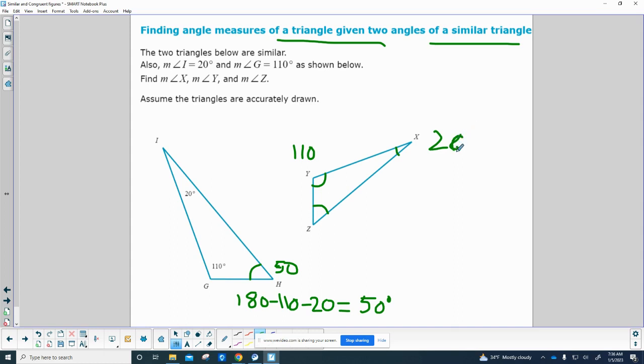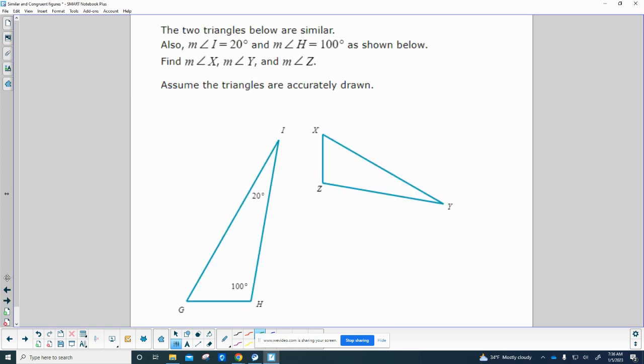Sorry, my mouse is getting stuck over here. And then Z, which corresponds to angle H, is going to be 50 degrees. So there's those three measurements just based off of a couple of things we've learned before and then what we learned today about similar triangles. Okay, let's try another one.